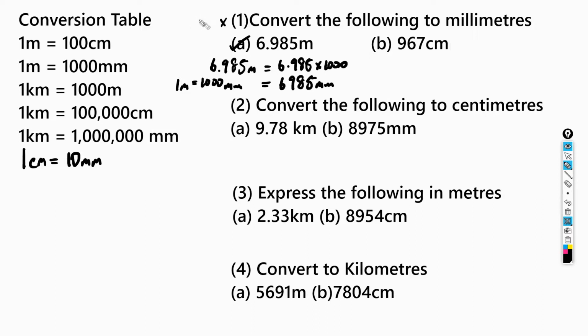Great. Now that we're finished with A, we can look at B. B says 967 centimeters to millimeters. We also added this to the conversion table here: 1 centimeter is equal to 10 millimeters. So if 1 centimeter is equal to 10 millimeters, then 967 multiplied by 10 would be equal to 9,670 millimeters. So we did B and converted that to millimeters as well.